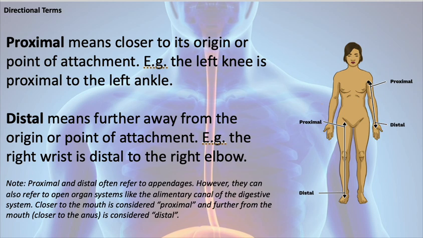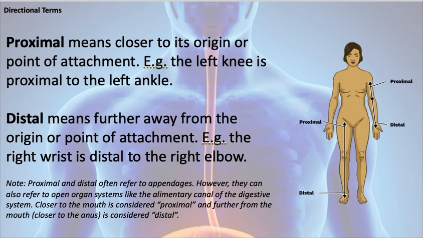So you can think closer to the attachment of the arm to the trunk, or the attachment of the leg to the trunk. So the left knee is therefore more proximal to the ankle. Distal means further away. So you could say the ankle is distal to the knee, but the knee is proximal to the ankle because the knee is closer to the trunk. Now, another example, your wrist is distal to your elbow.